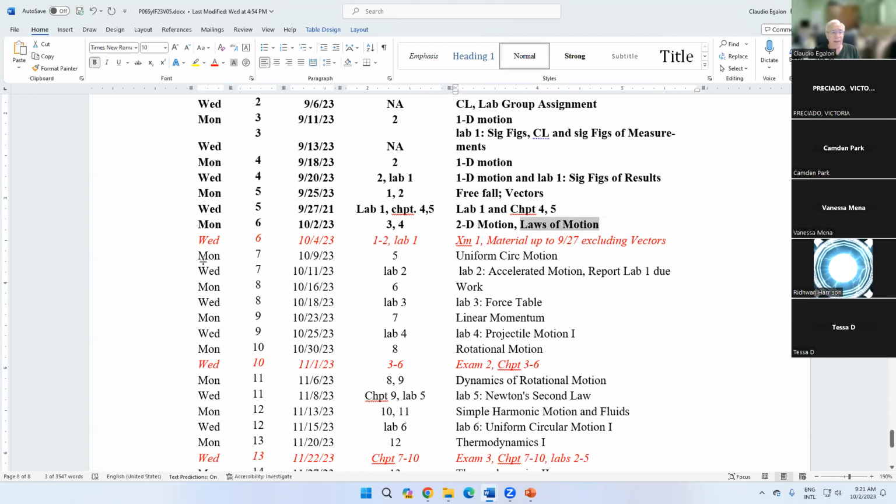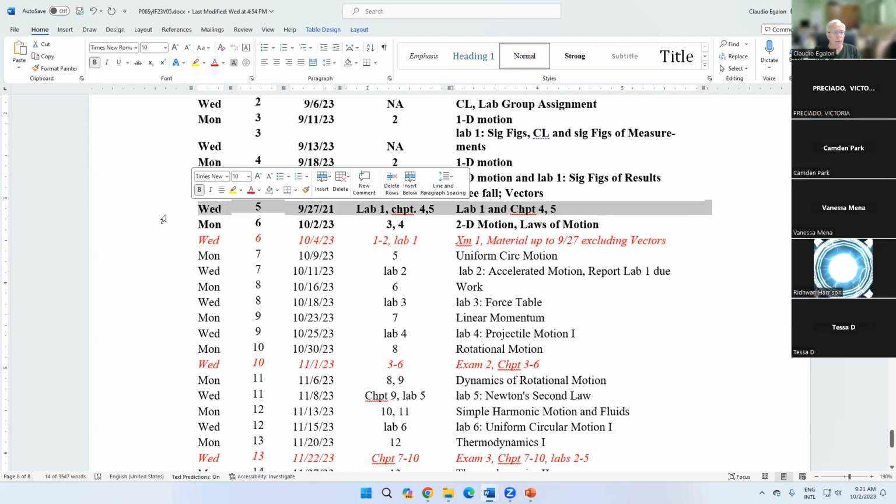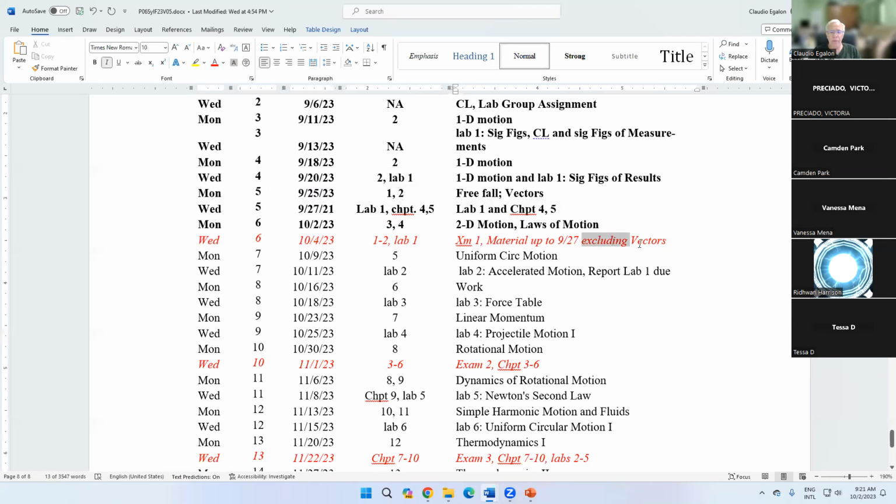Let's see. Don't forget Wednesday is the exam, right? Material up to September 27, excluding vectors. Vectors are going to show up in exam 2.